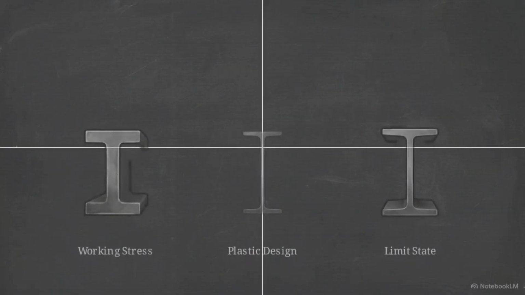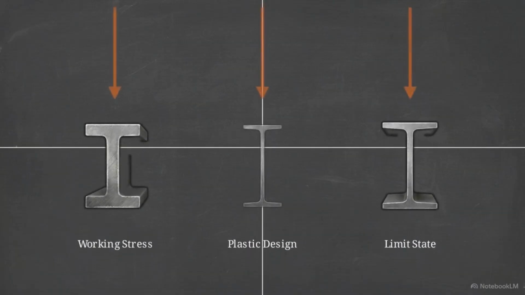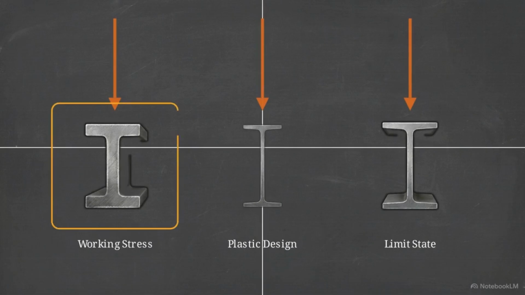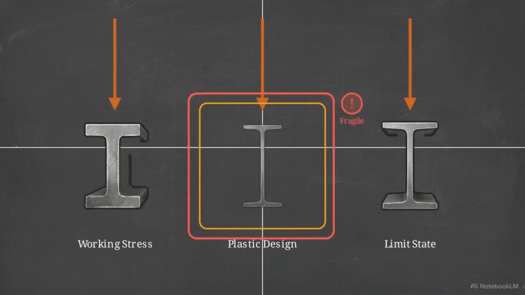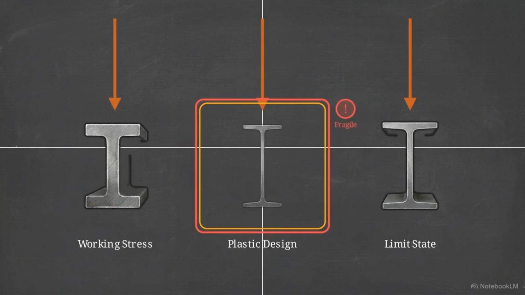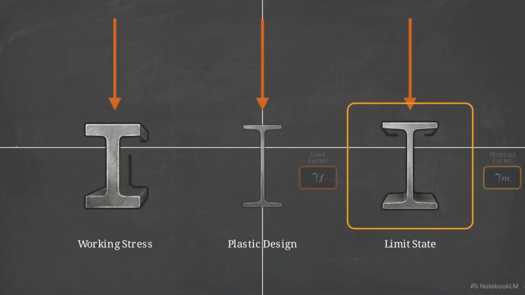We can see the physical impact of these philosophies by designing the same structural element using all three methods. The working stress design outcome is unnecessarily massive. It is uneconomical because it adheres rigidly to the elastic boundary. The plastic design outcome is much lighter, but it is highly vulnerable to any unexpected metallurgical flaws in the steel. The limit state design outcome provides the optimal balance, an economic geometry combined with rigorous statistical safety.